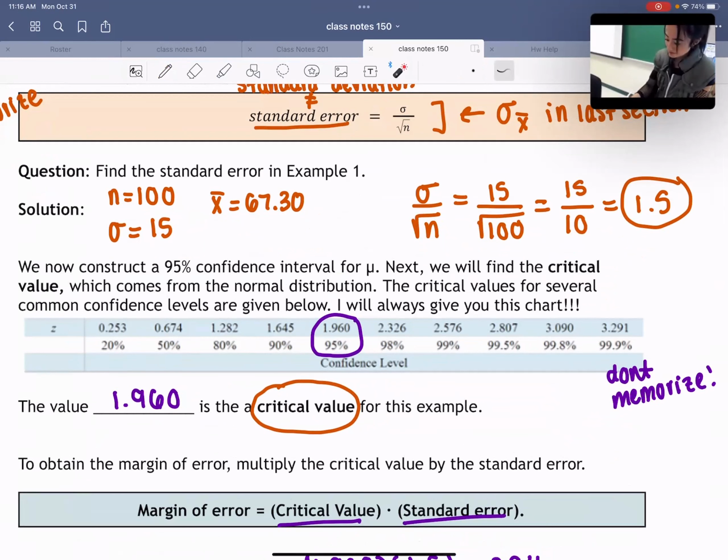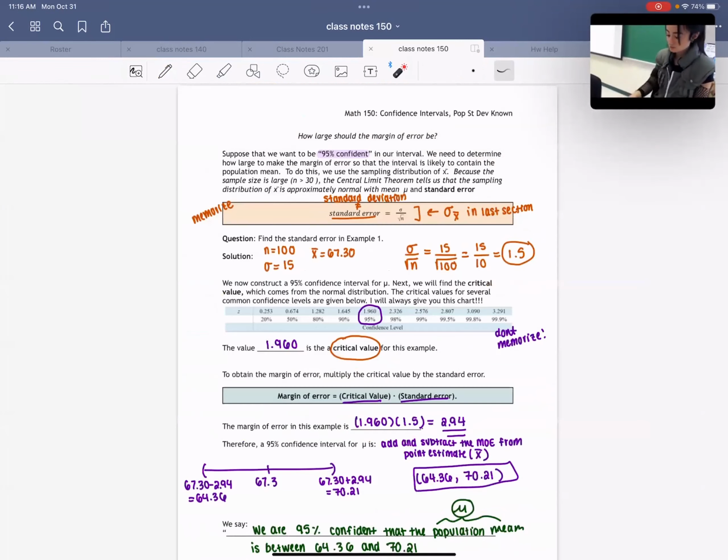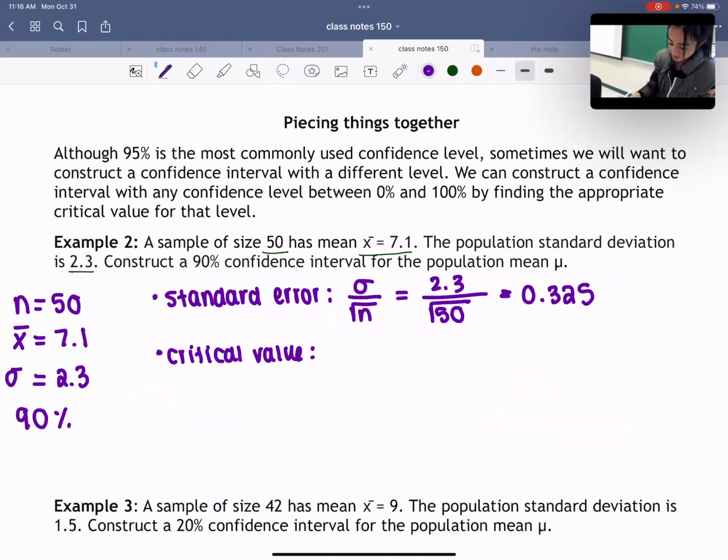Good, right? Looking at the chart, 90% means 1.645. We're all good. That's our critical value. So using the chart, you just look under 90 and it is 1.645. Okay. Any questions so far?